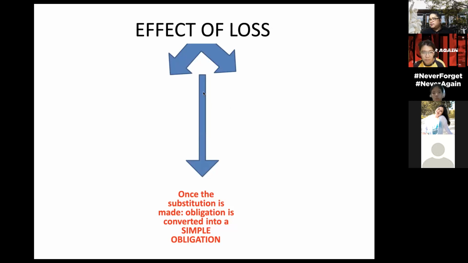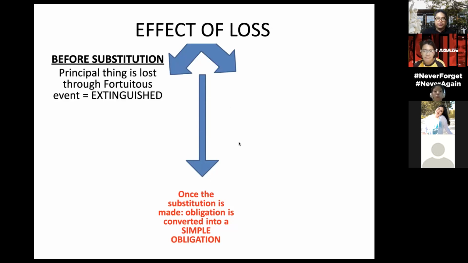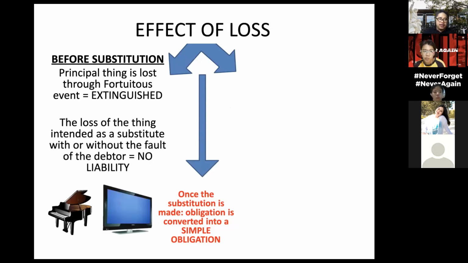Okay? So effects of loss in this instance is something like this. Please take note, once the substitution is made, the obligation renders it to be a simple obligation. So you look into a timeline, before and after. Before, the principal thing is lost through a fortuitous event, extinguished. The loss of the thing intended as a substitute, with or without the fault of the debtor, no liability.